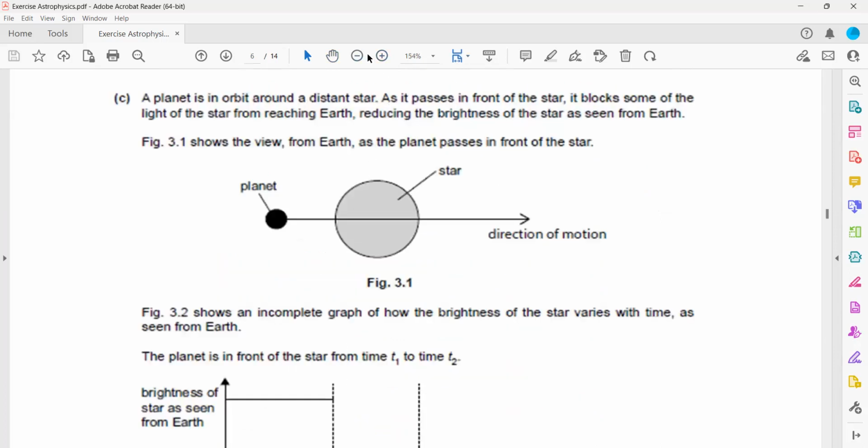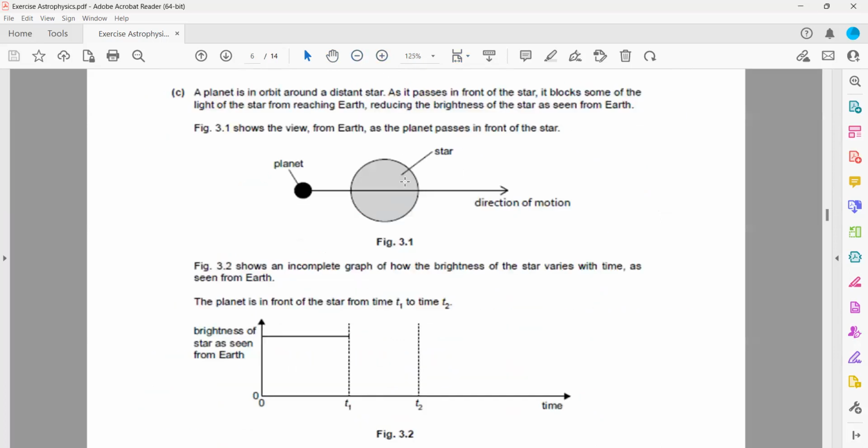A planet is in orbit around a distant star. Like there is a star, for example, we are observing the star. This is the direction of the motion. As it passes in front of a star, it blocks some of the light. And it is obvious, for example, if this is representing a planet.